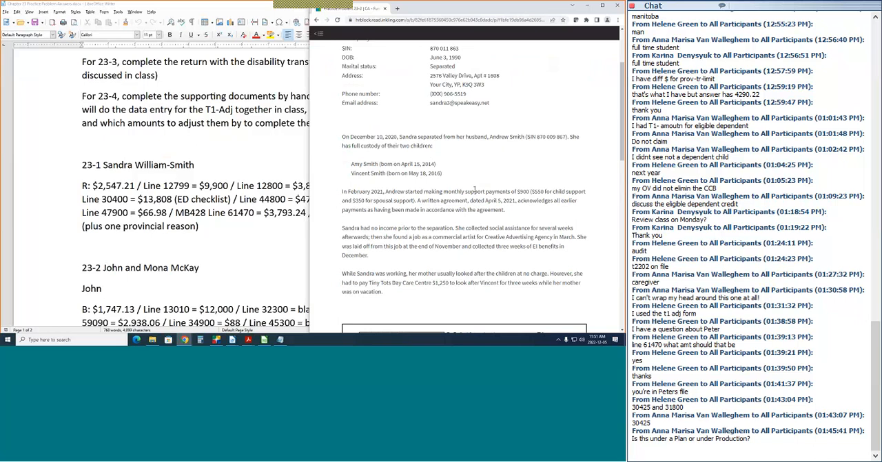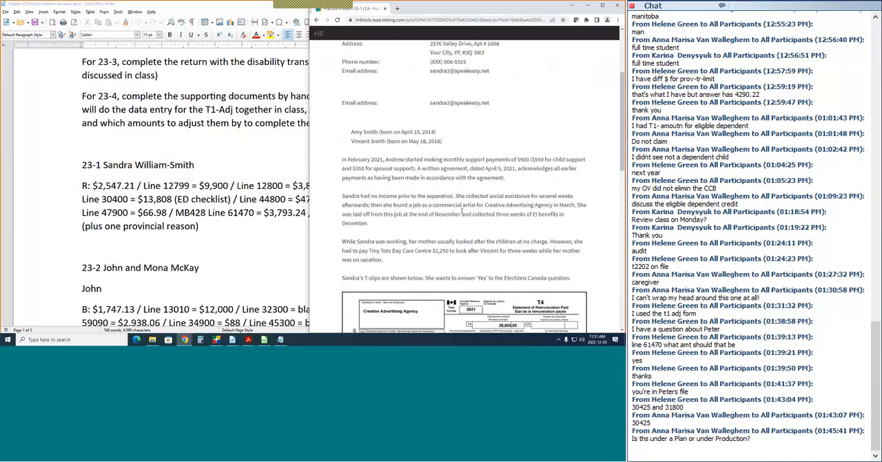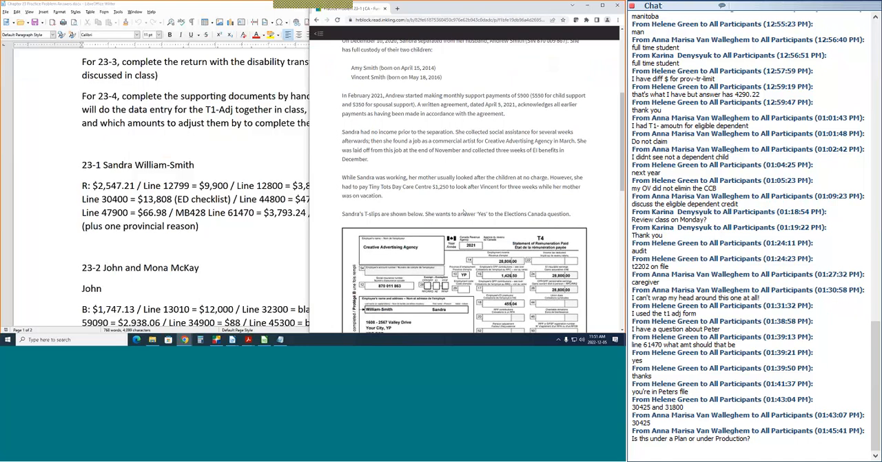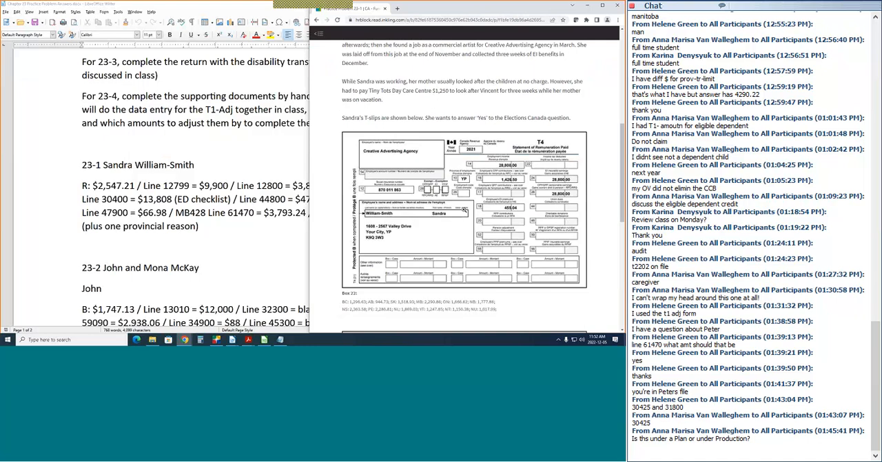She was separated from her husband. She has full custody. She is receiving payments. She separated on December 10th, 2020. We have a written agreement, so we're going to be doing support. She had no income prior to the separation. She collected social assistance, then she had a job. Babysitting for her mother, wasn't paying her mother, so can't claim child care there. But she did a daycare, so we did daycare.